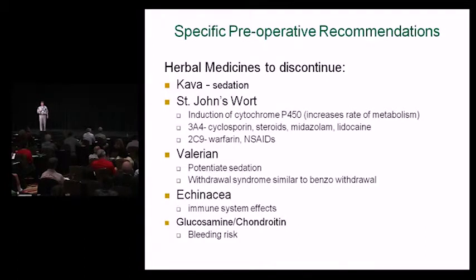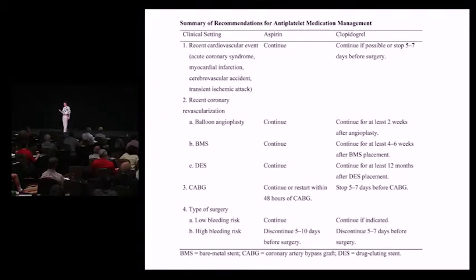Valerian, which can potentiate sedation and have withdrawal symptoms similar to benzo, nice to know if they're on the valerian, and echinacea, which also has some immune system abnormalities associated with it. And finally, glucosamine and chondroitin, again, another G that has bleeding risks associated with it. These are all sorts of medications for antiplatelets. I won't discuss this now. You're going to hear a lot more about this, but a nice reference to take a look at.